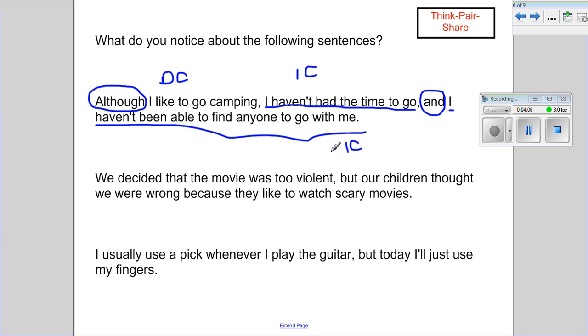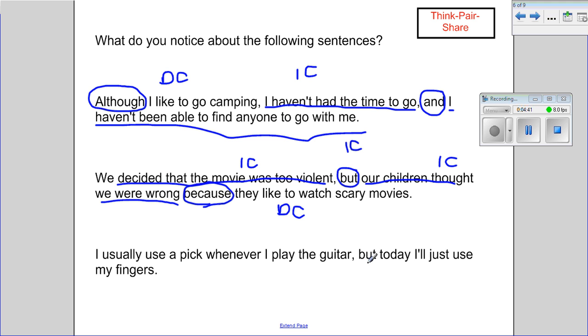Let's go ahead and look at the next one. If I'm looking at this, I see a coordinating conjunction. We decided that the movie was too violent. Here is another independent clause. Our children thought we were wrong, an independent clause. And then again, here I'm noticing a subordinating conjunction, because they like to watch scary movies, which makes that a dependent clause. So I'm seeing the same thing again, two ICs in both of these sentences with one DC.